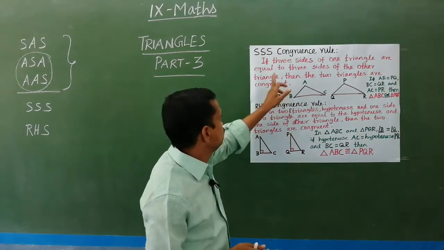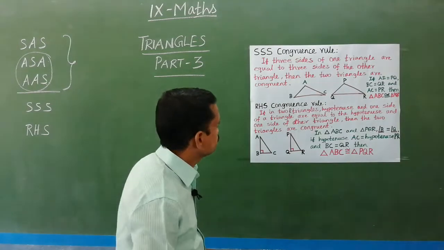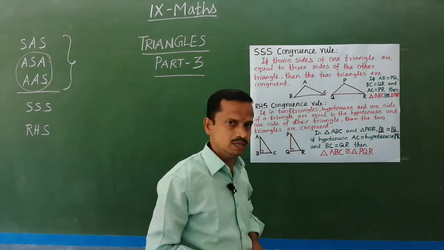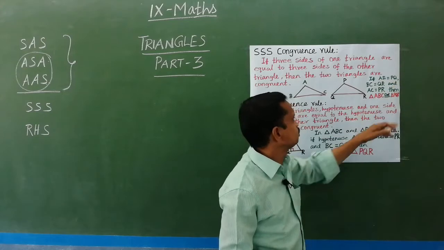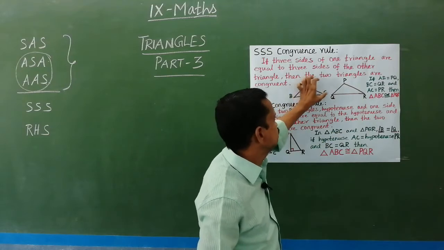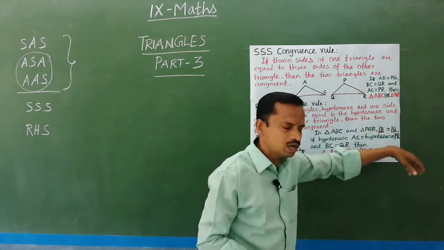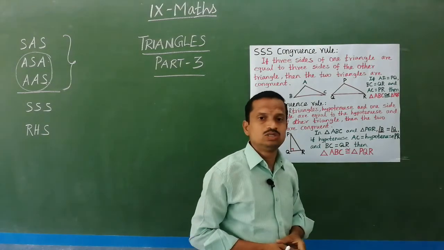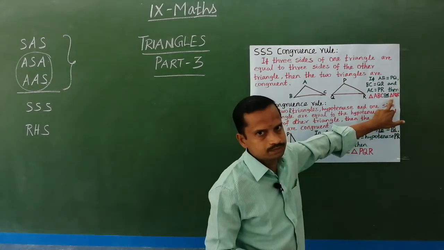So if three sides of one triangle are equal to three sides of the other triangle, then the two triangles are congruent. For example, you take triangle ABC and another triangle PQR, and if the corresponding sides AB corresponds to PQ, BC corresponds to QR and AC corresponds to PR, and they are equal, AB equal to PQ, BC equal to QR and AC equal to PR, then we can say triangle ABC is congruent to triangle PQR. Is it clear?